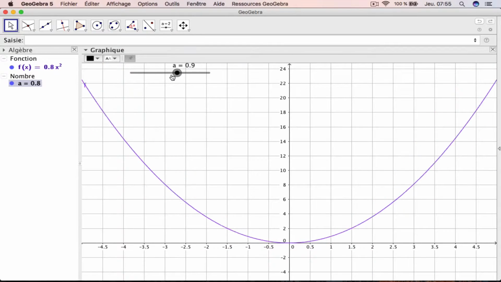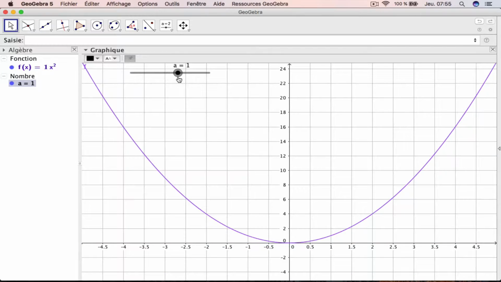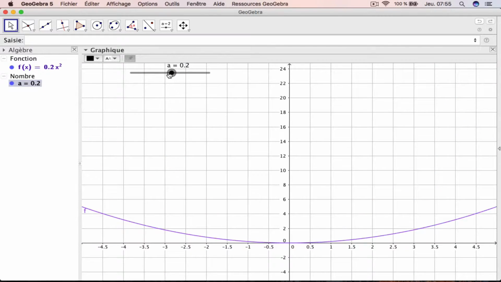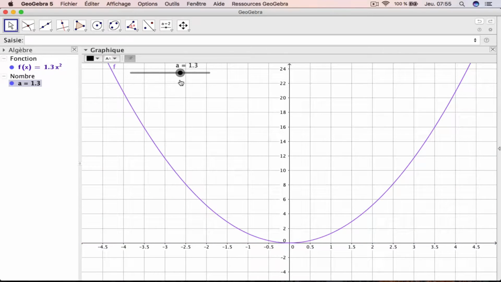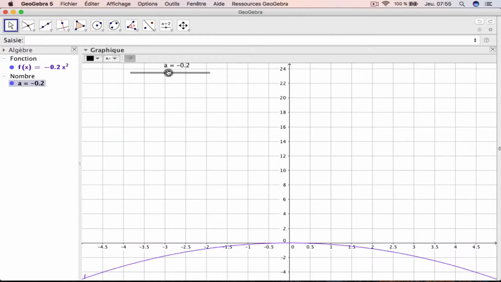So multiplying by a number doesn't really change the general property, except of course when a is positive we've got a minimum here, and when a is negative we've got a maximum here.